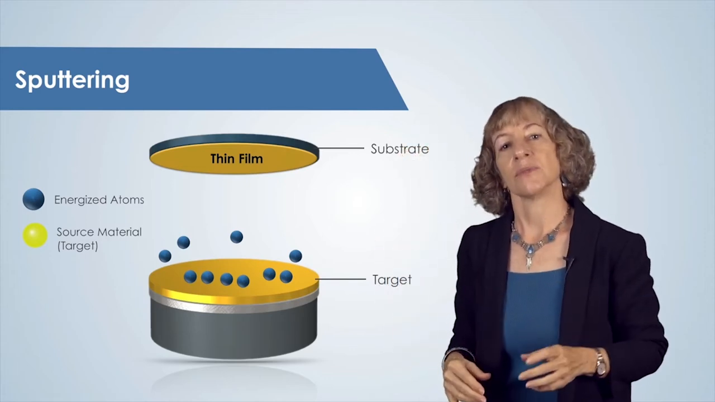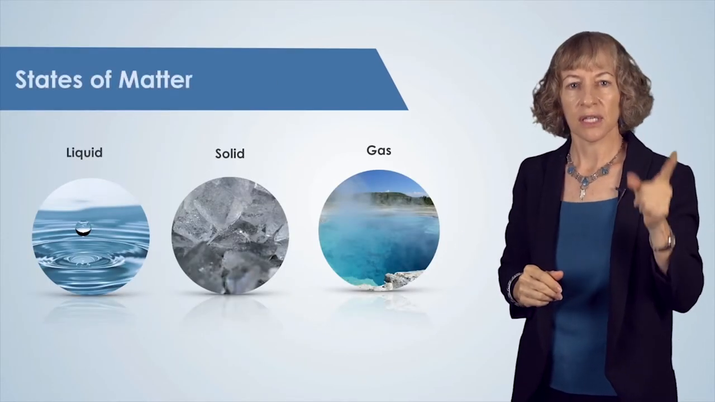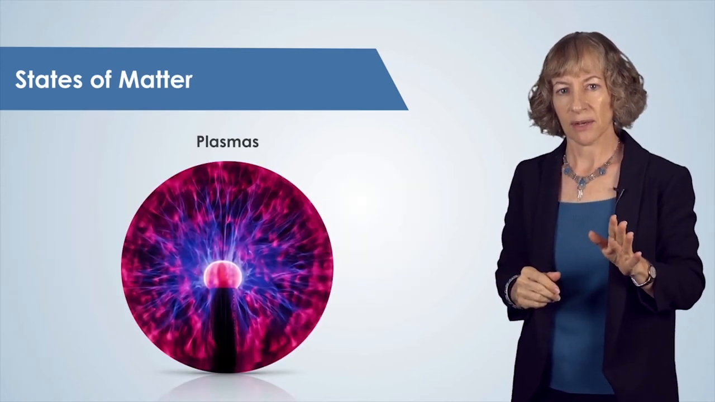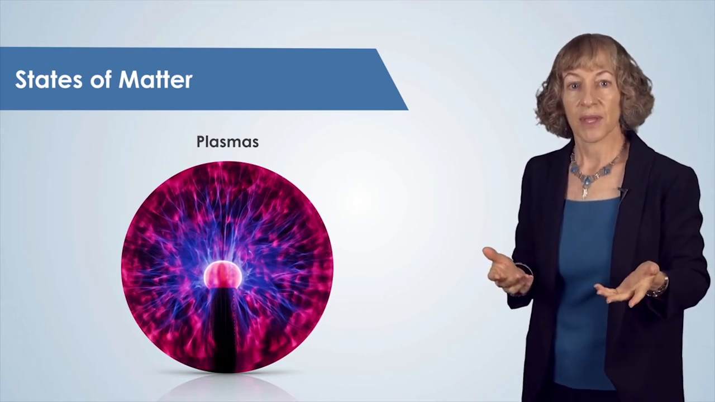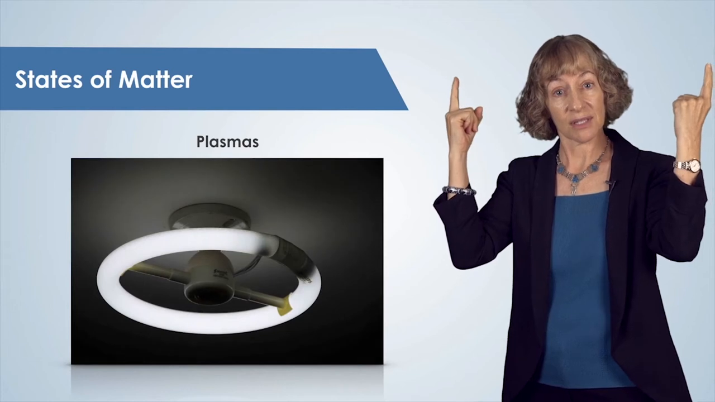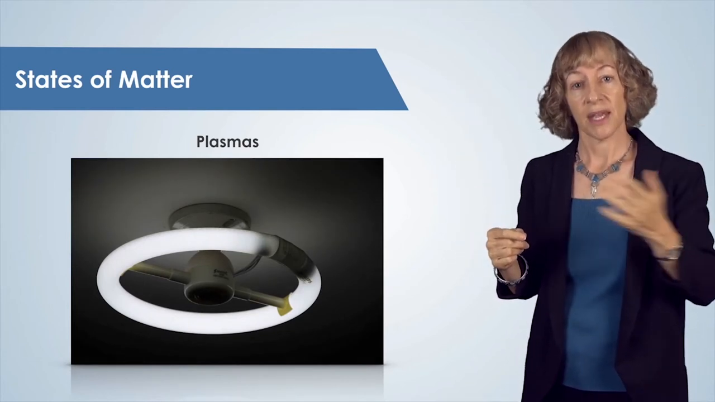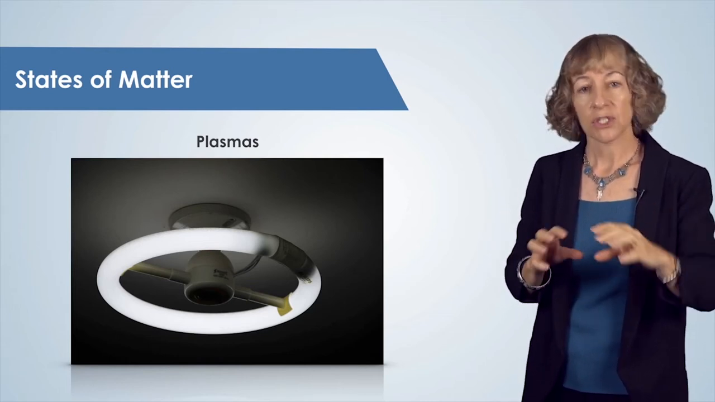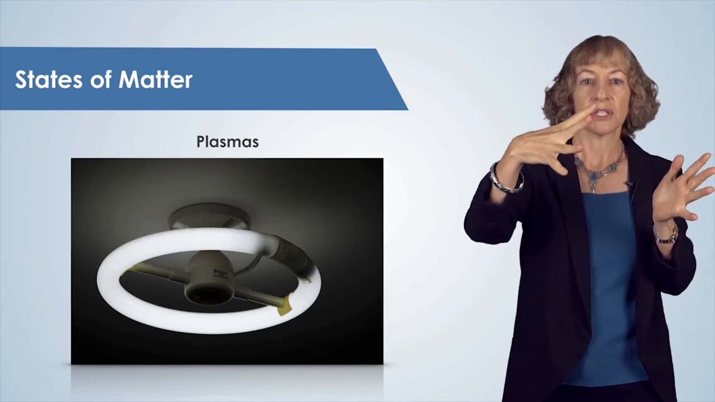The energetic atoms used in sputter deposition are created in a plasma. You've probably heard of those three common states of matter: liquid, solid, and gas. Well, plasma is a fourth state of matter. But don't let that scare you. We use plasmas in our everyday lives. One common use of plasma is in fluorescent lights. The plasma in a light bulb is used to generate light. In our sputter system, we will use an argon plasma, which has energetic argon atoms that hit the target and remove source material from that target.